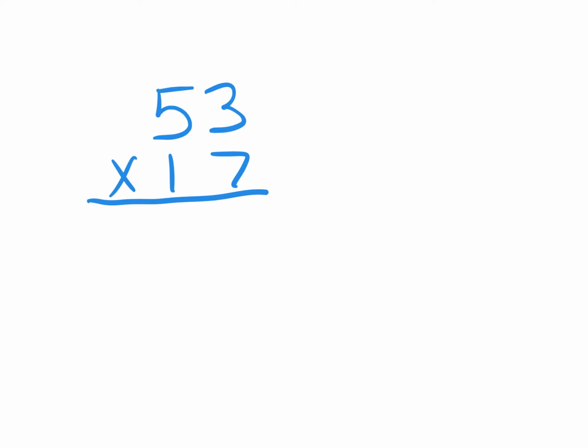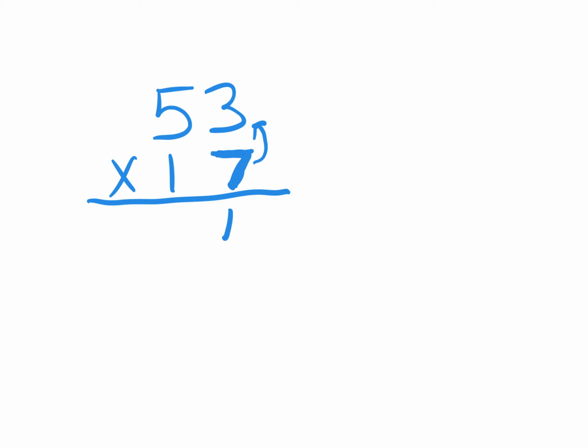All right, final practice one real quick. We're going to do standard algorithm here. Write this in your notebook, 53 times 17. Let's think about our steps. First, we're going to multiply the ones place out, which means we're going to take the 7 and we're going to do 7 times 3, which is 21.